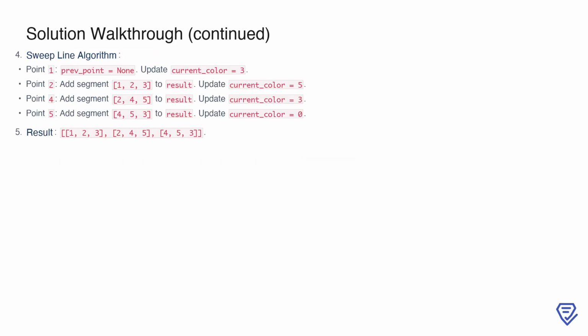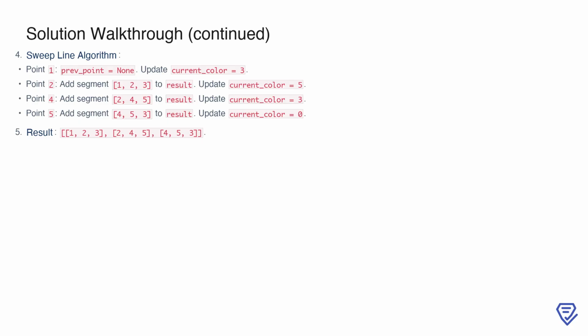At point 1, we initialize current_color to 3. At point 2, we add the segment [1, 2, 3] to the result and update current_color to 5, as the segment from 2 to 4 adds an additional 2 to the color. At point 4, we add the segment [2, 4, 5] to the result and update current_color to 3, as the subtraction of 2 reduces the color.